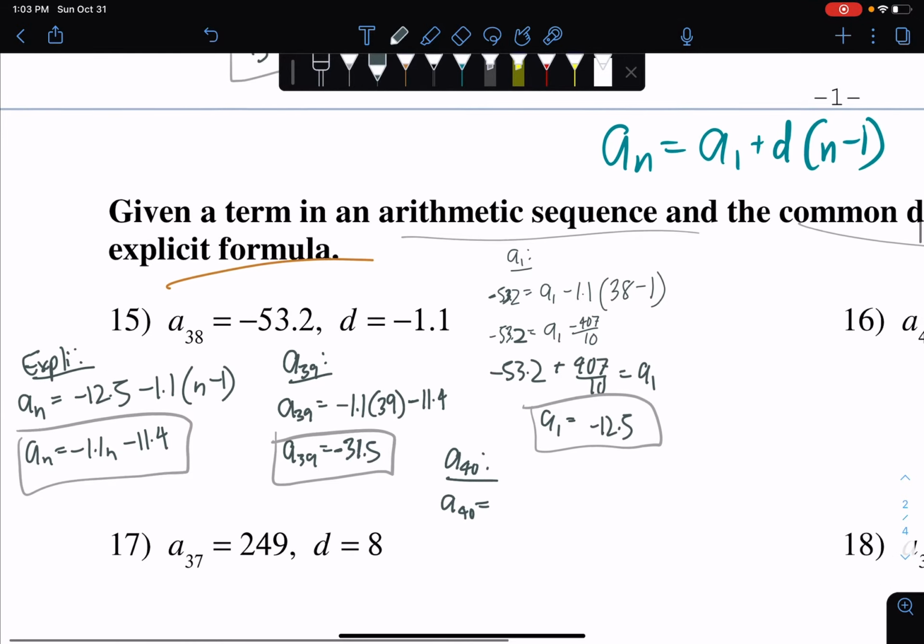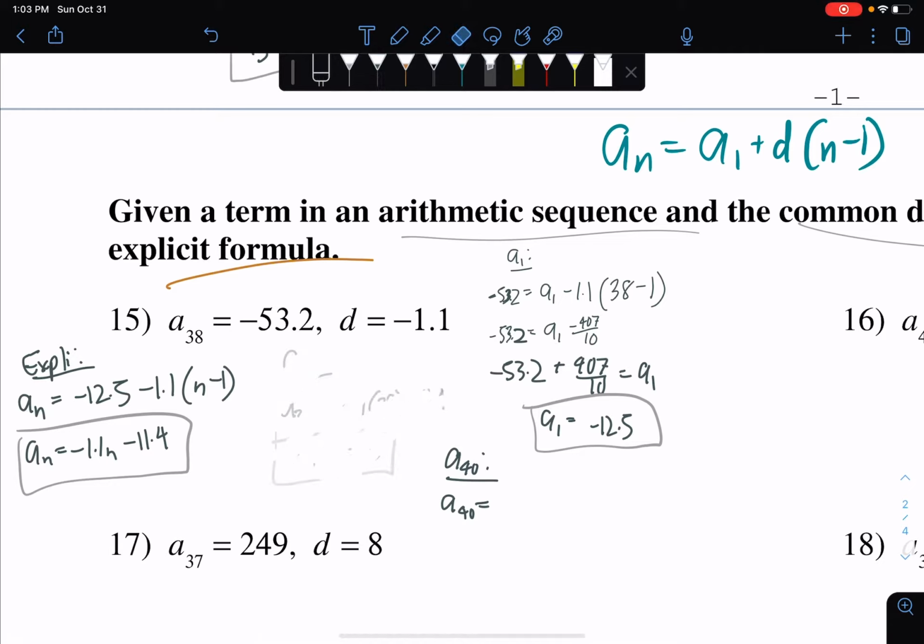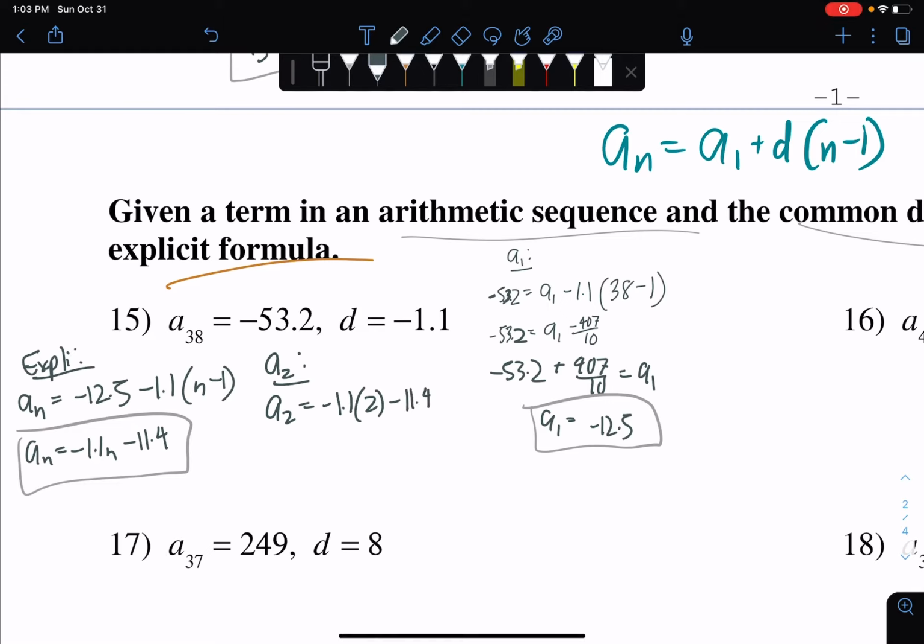Honestly, no. I don't think we're trying to find a sub 39. We're trying to find a sub 1, a sub 2, a sub 3, a sub 4, and a sub 5. So, for a sub 2, it's equivalent to negative 1.1 times 2 minus 11.4. Our answer is negative 13.6.